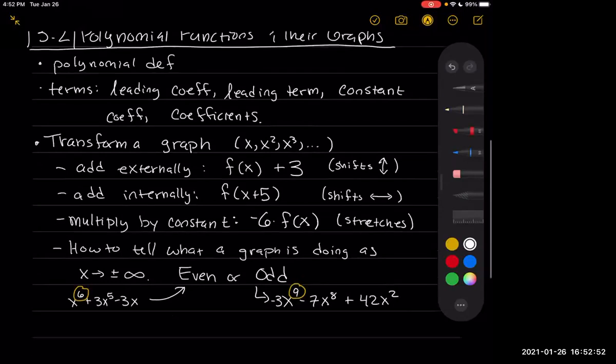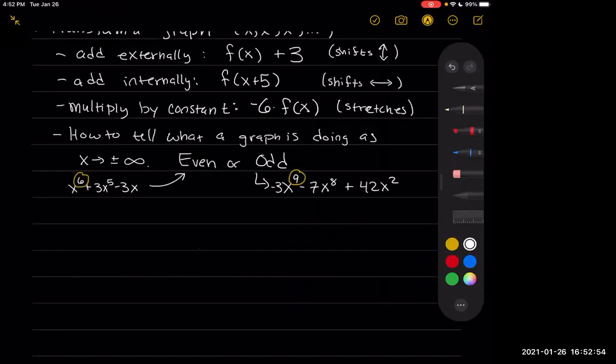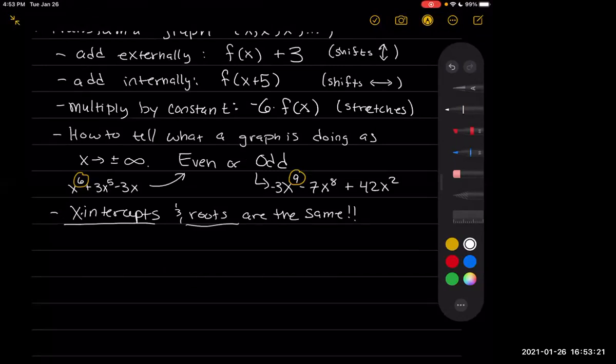Okay, and we also learned the relationship between roots of polynomials and x-intercepts on a graph. This is really important as it helps us graph functions, because if we can find the roots, then we know what the x-intercepts are on the graph.